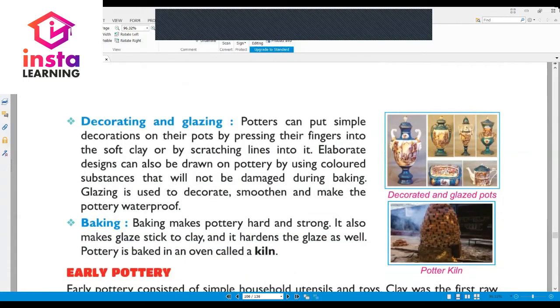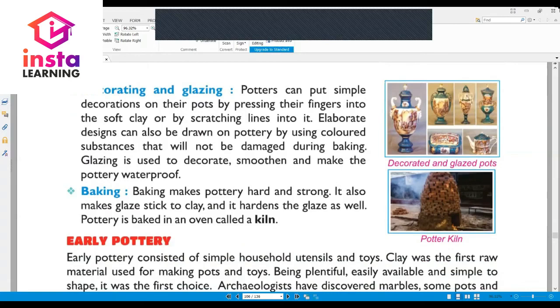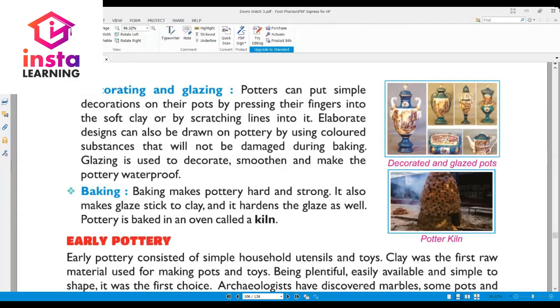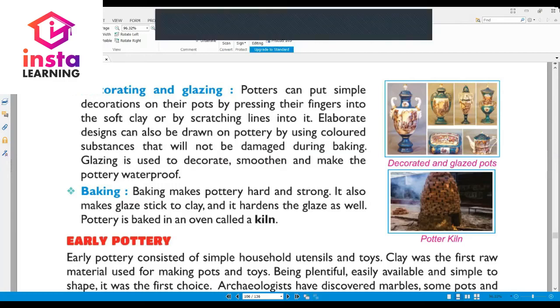Decorated and glazed pots. This is what you can see here. Potters can put simple decorations on their pots by pressing their fingers or scratching lines into it. Elaborate designs can be made to draw on pottery by using colored substance that will not get damaged during baking. Glazing is used to decorate, smoothen, and make the pottery waterproof.